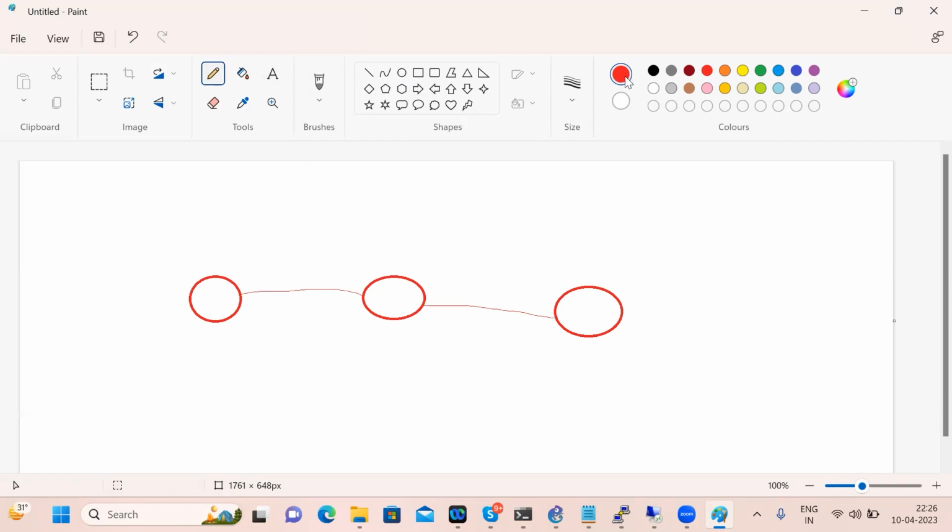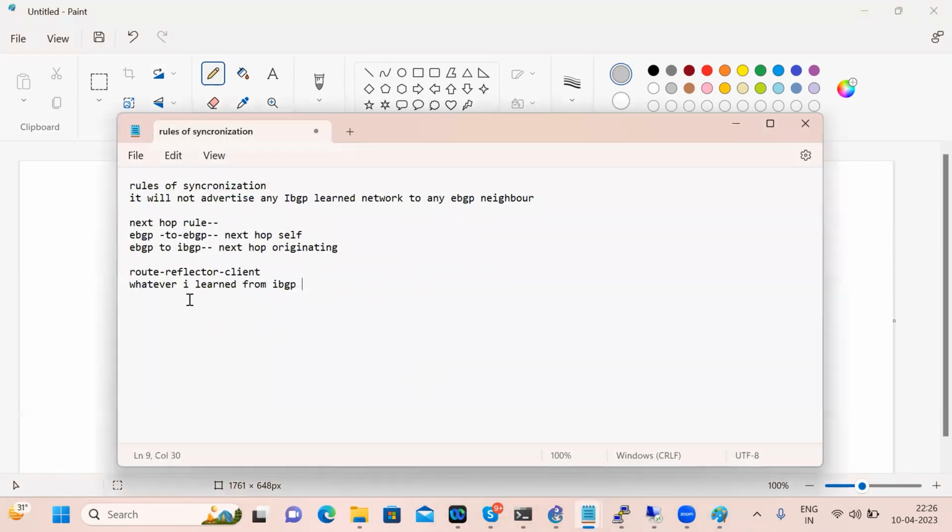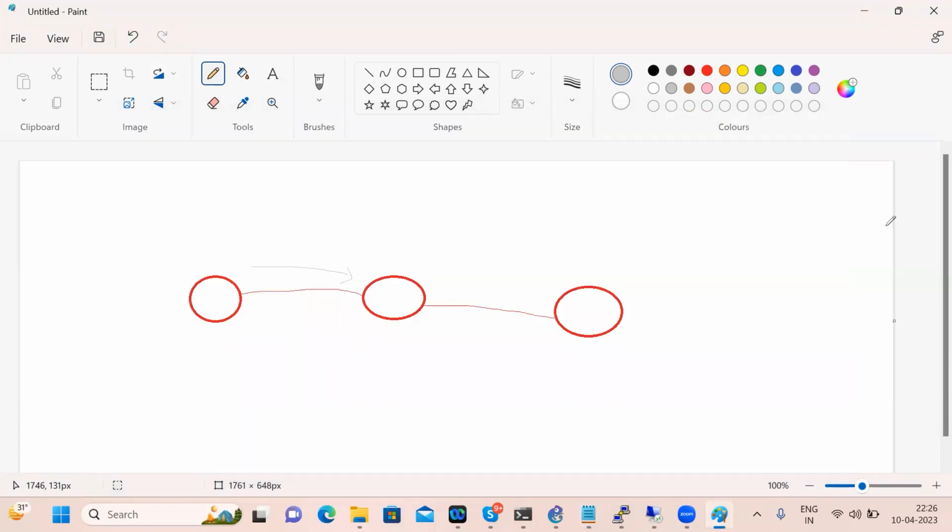So now what it says: whatever I learn from one of my IBGP neighbors, I won't advertise to another IBGP neighbor. Okay, remove EBGP from this concept. Now you have 3 routers, and all are connected within the same AS.